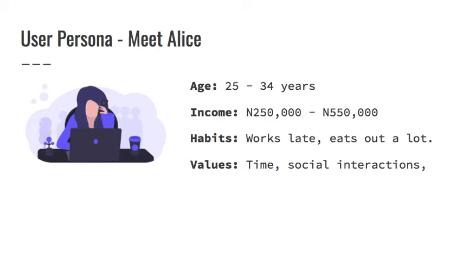This is Alice, and Alice is between the ages of 25 to 34. She typically earns anywhere between 250,000 naira to 550,000 naira a month. And in terms of her habits, she works late and she eats out a lot. But she also values time and social interactions. We finally figured out who has the problem and who we intend to build for. Then we can design a prototype and test this.